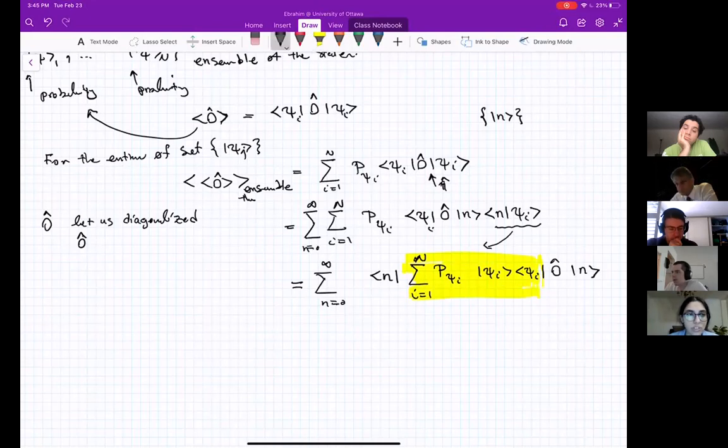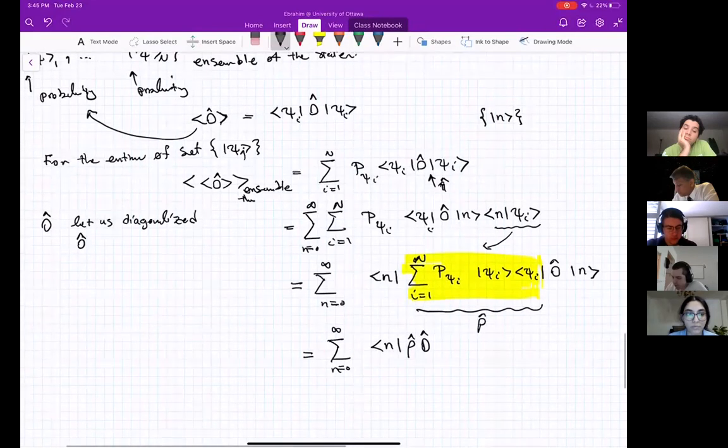It's rho, the density matrix. Exactly. This is the density matrix of the ensemble that you had. So essentially, that will be the summation of n from 0 to infinity of ⟨n|ρ O|n⟩. Can someone simplify this further? It's the trace of ρO.